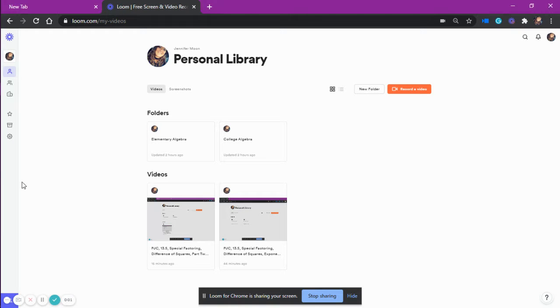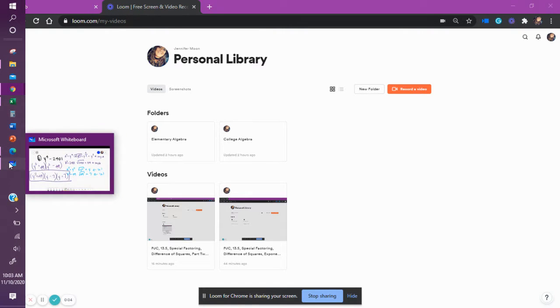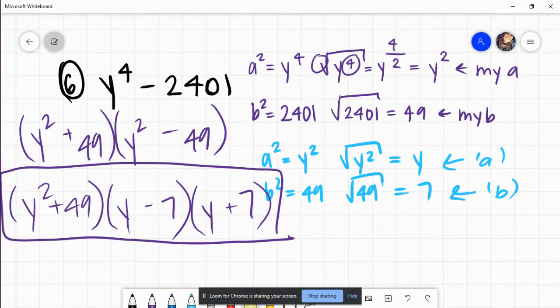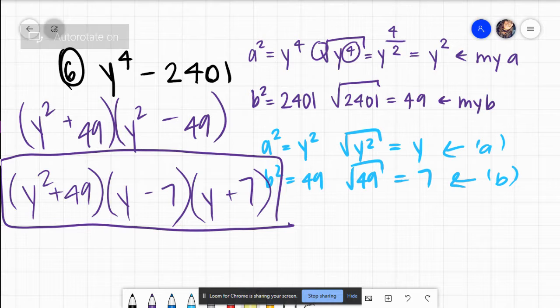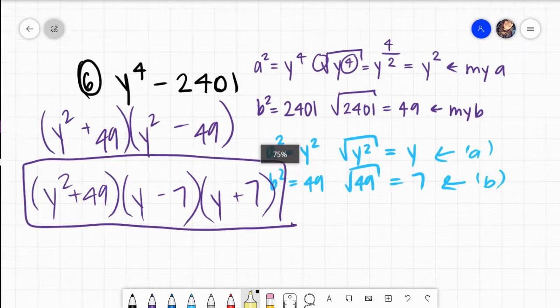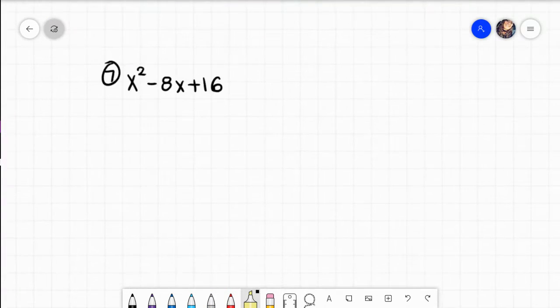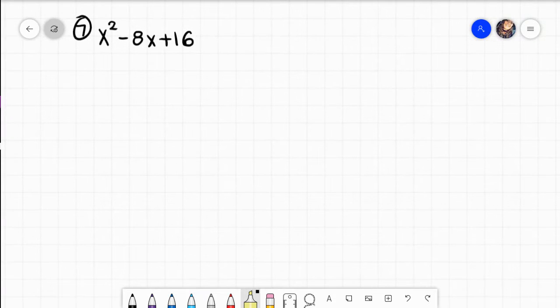Whew, okay, hey y'all. We are going to finish 13.5. Okay, let me hide this, zoom out slightly. Okay, so we're right here on problem 7.